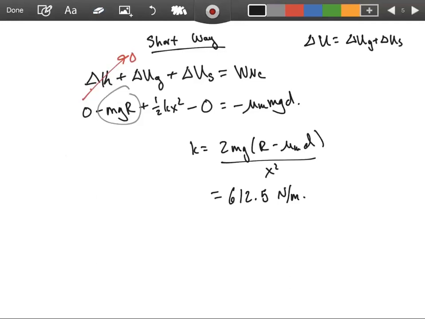Now, let's do one more example. In this last example, I really like this example because it's a great example of how beautifully simple conservation of energy is versus using forces in kinematics. So let's talk about this. In this case, I'm going to look at the extra credit problem from the previous exam. So on that one, what we had was what?